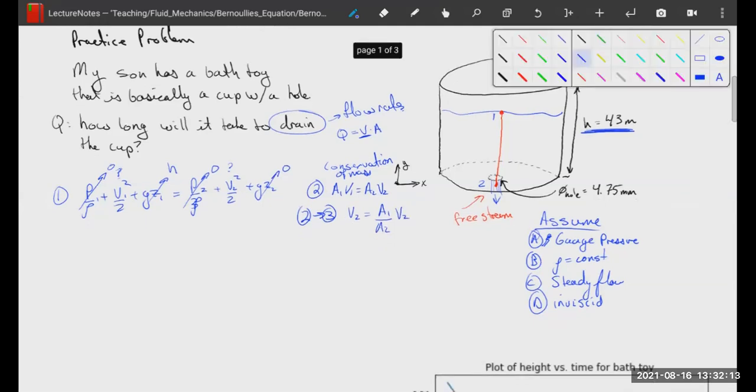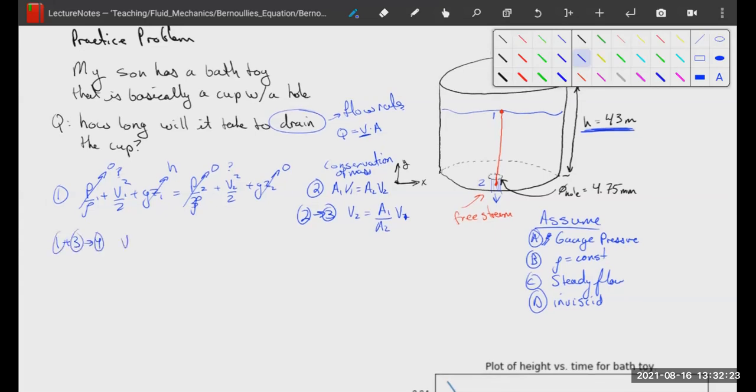Oh, sorry, V1 times V1. Okay, I started getting ahead of myself here. So 1 plus 3 into 4 gives us V1 squared over 2 plus gh2 times 2 is equal to A1 over A2 squared times V1 squared. So now we're going to solve this for V1. We're going to take 2 steps to do it though.